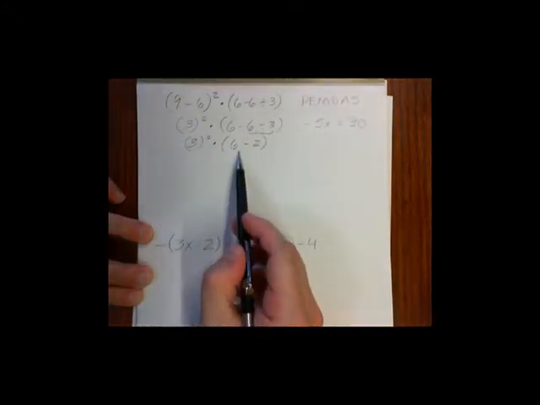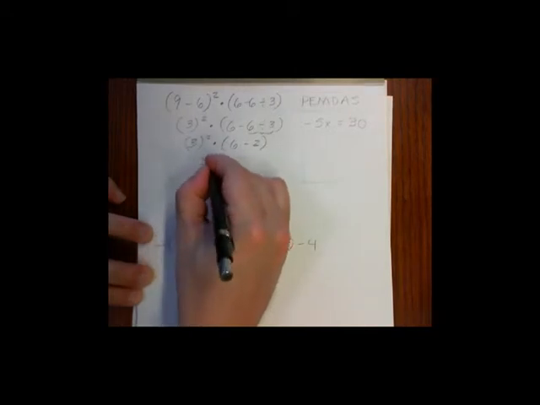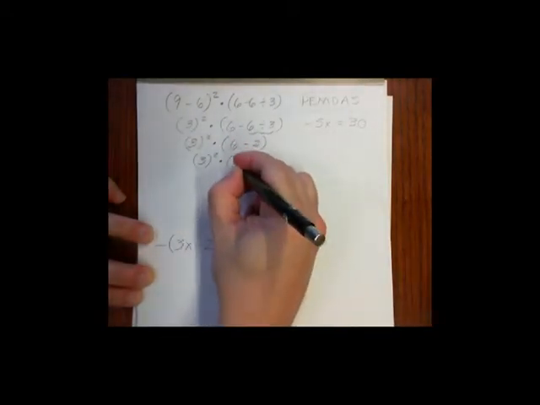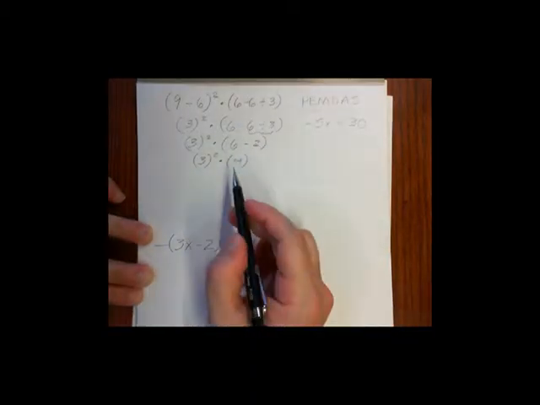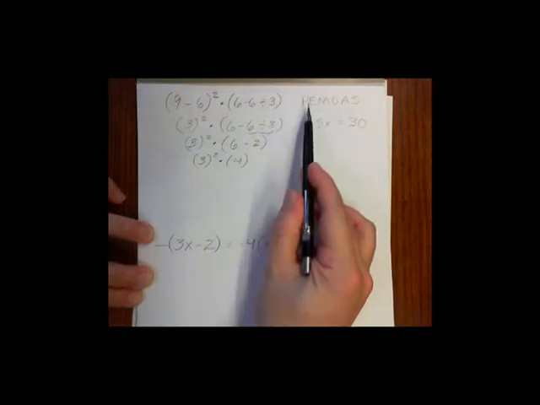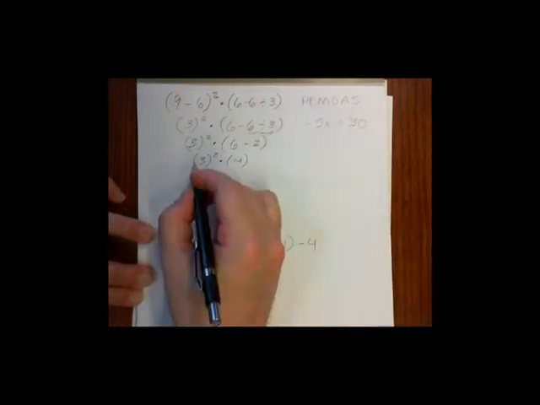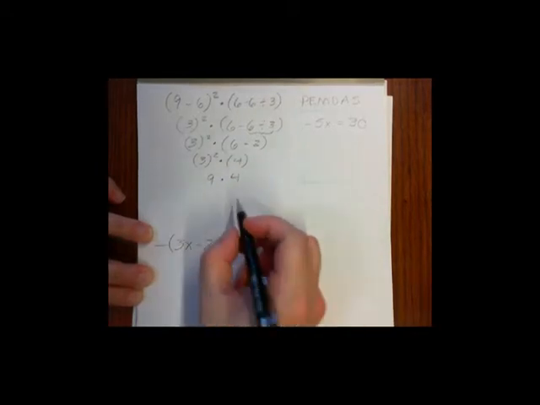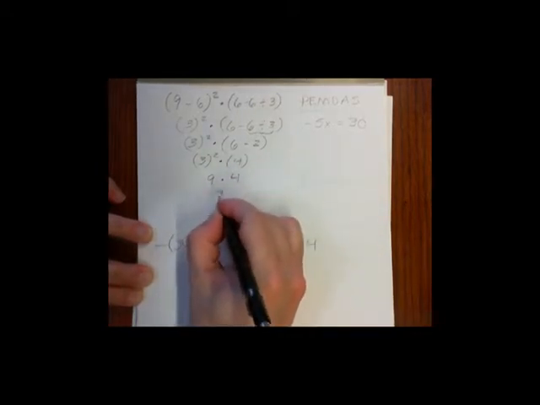Alright, for the next step, we still have more parentheses to simplify. So 3 squared times 6 minus 2 is 4. And now I can move on to my exponent here. You see the E for exponent. So 3 squared is 9. 9 times 4 is 36.